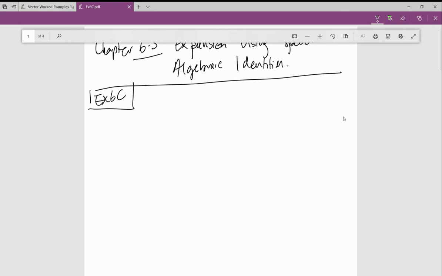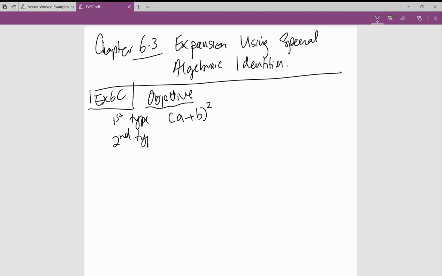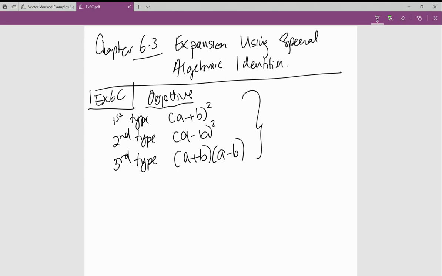Okay, the objective of this particular topic is you must know how to expand three types of special algebraic identities. The first type is, for example, (a plus b) squared. The second type that you must know how to expand is (a minus b) squared. And the third type is (a plus b)(a minus b). So in this lesson, I'm going to cover all these three types.